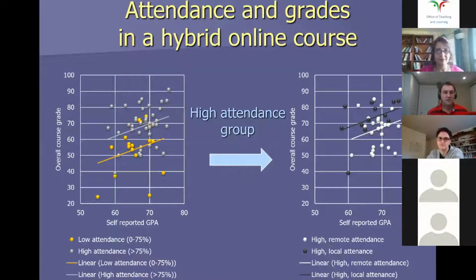One of the things that stood out is that for those students that attended more than 75% of the classes, it was self-reported data, they performed better than the students that attended less than 75%. On average, it was about a 12% difference in grade.